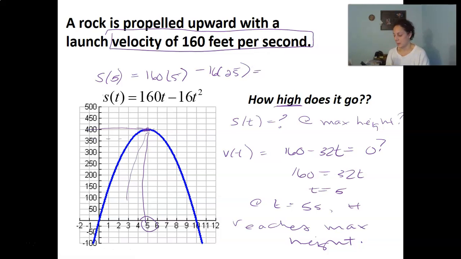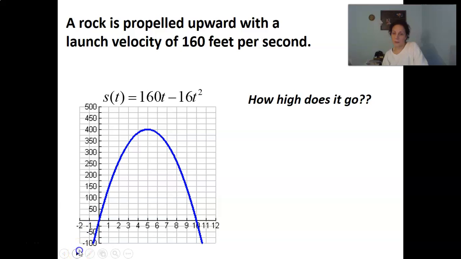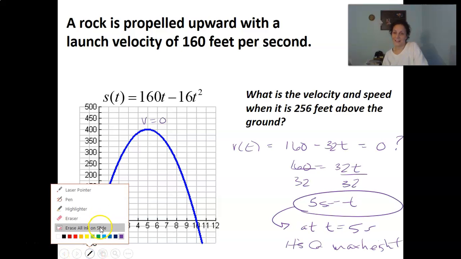We better get 400. 160 times 5 is 800, and 16 times 25 is 400. So we get 400 feet. Again, if you have a calculator, you're going to graph this and you can see it, but they're not going to give you a calculator on a question like this. Now let me erase this slide.